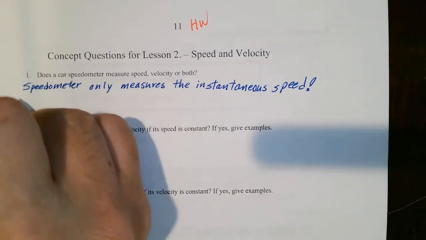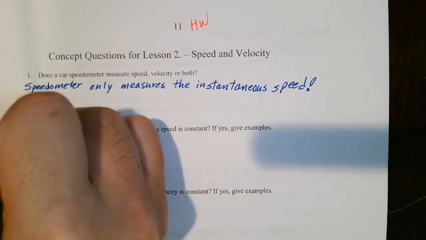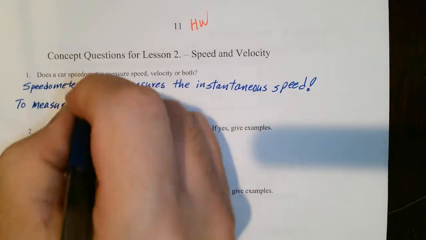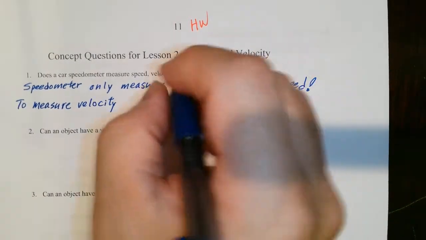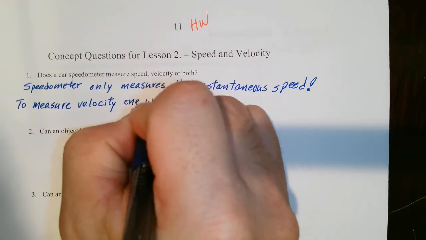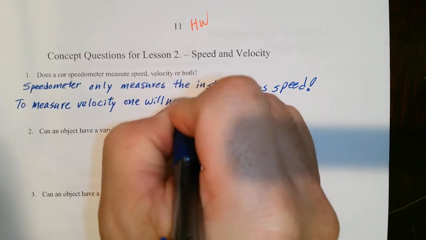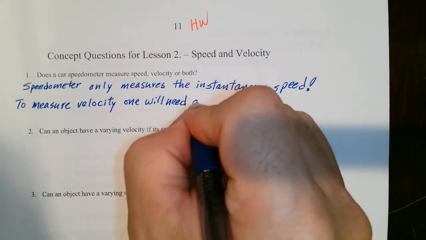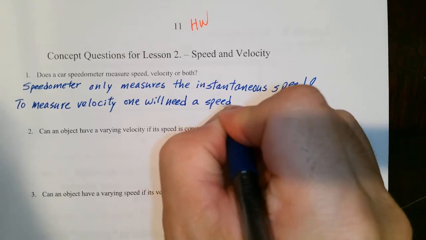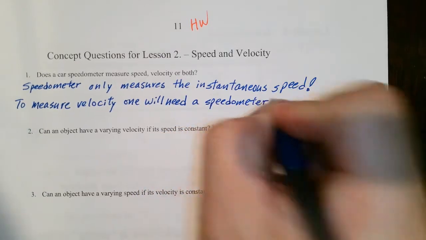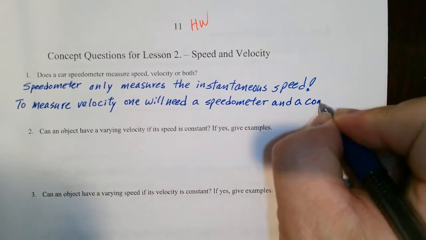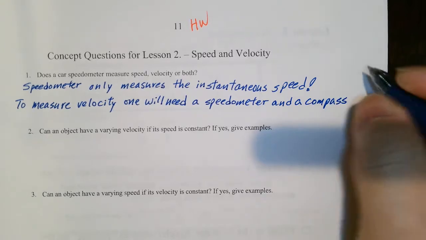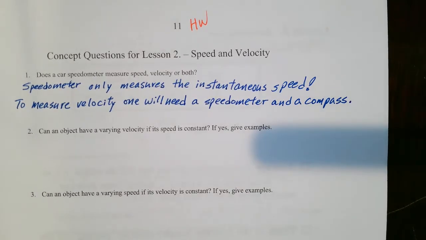To measure velocity, one will need a speedometer and a compass to show the direction. Okay?